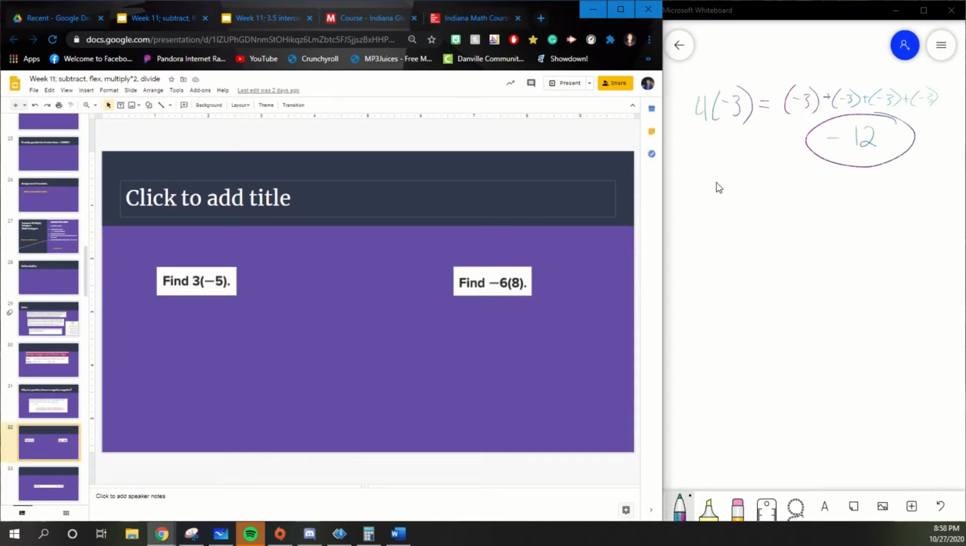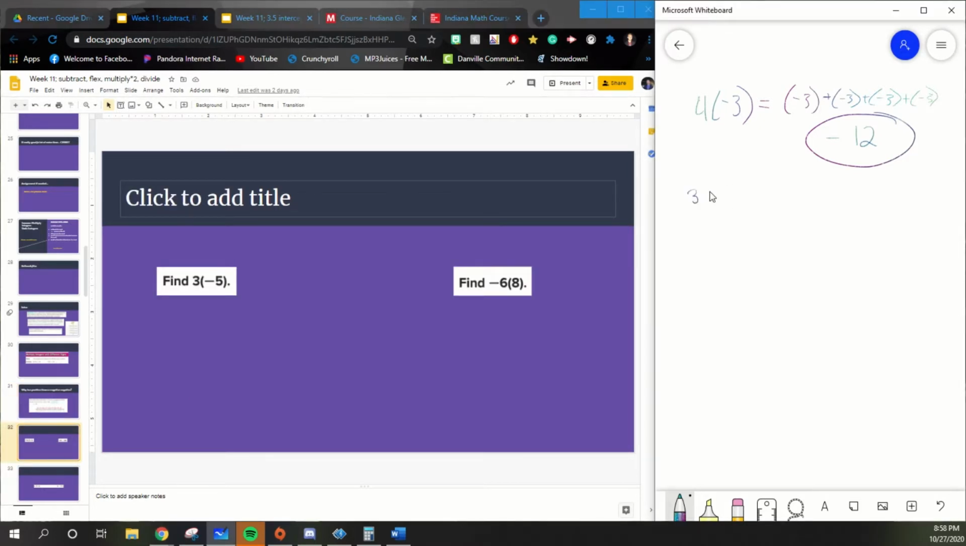So let's look at a couple examples. Find 3 times a -5 and find a -6 times a +8. So what's 3 times a -5? Well, it's just a -15, just like 3 times 5 is regular 15. And a -6 times a +8, well, that's a -48. Because a negative times a positive is a negative, and a positive times a negative is also a negative.